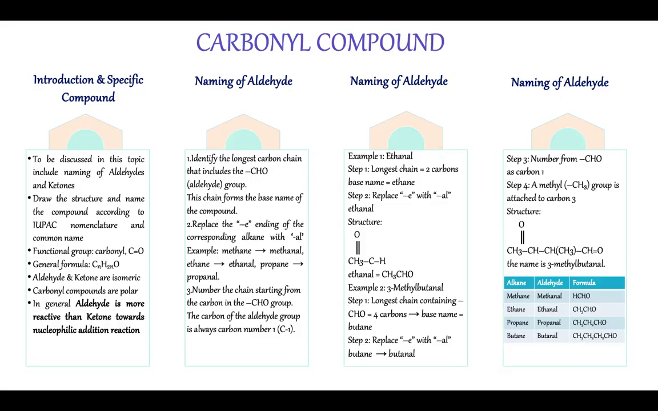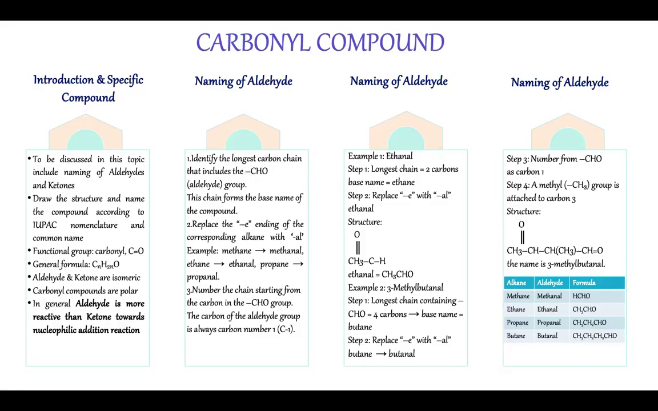The functional group for carbonyl is C=O, and the general formula is CnH2nO. Focusing on aldehyde and ketones, you already know that aldehyde and ketone are isomeric. Carbonyl compounds are polar, and in general, aldehyde is more reactive than ketone toward nucleophilic addition reaction. Just to add a little bit of background, aldehyde is also used in the textile and leather industry, and also in plastic and resin.